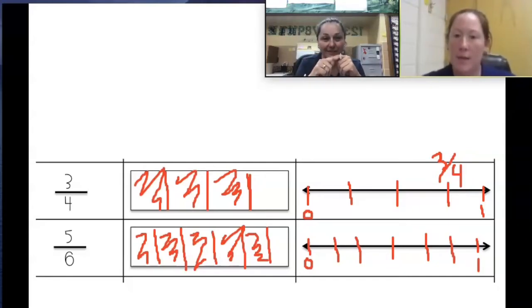1/6, 2/6, 3/6, 4/6, 5/6. And we would end it right here. So 5/6 is represented right there on our number line. Easy peasy, right? Beautiful job.